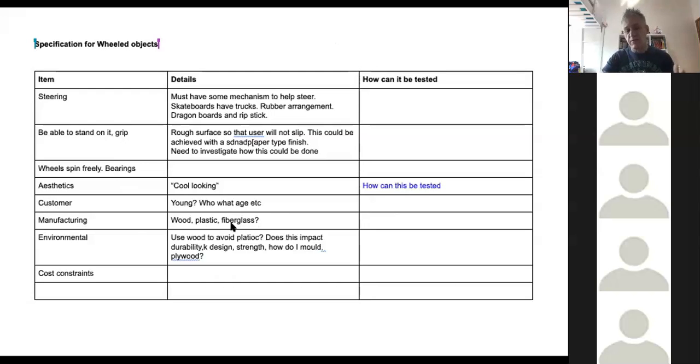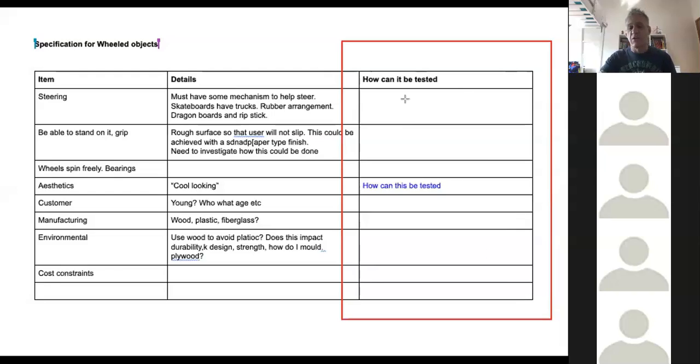Do we want to make it out of different things? We've got the environment. Do I really want it to be made out of plastic or something? Okay. And then we've got cost constraints. This is not an exhaustive list. I would like you, and this may be a little bit different to what you've done before, I would really like you to get now into the habit of putting in this box here on the right.